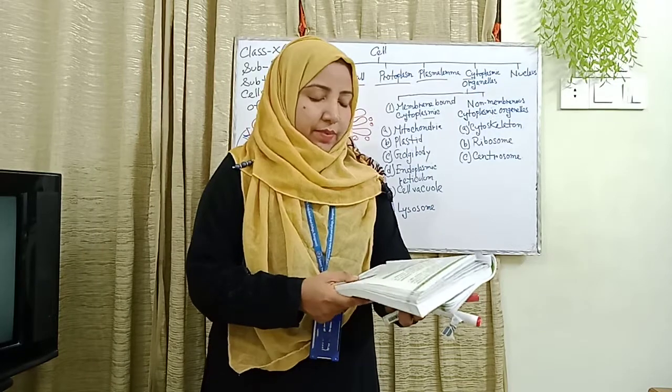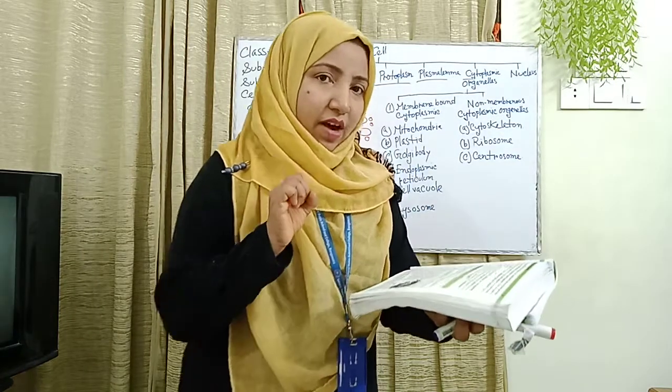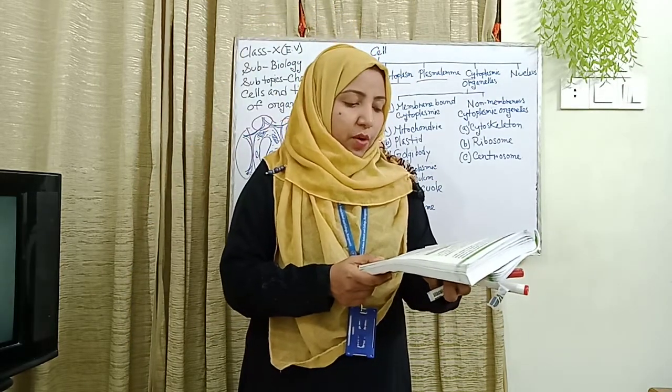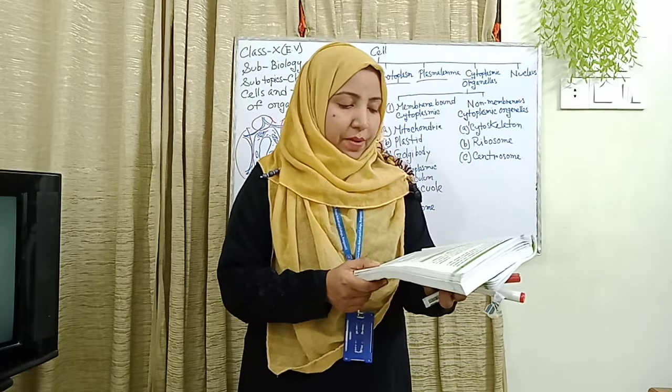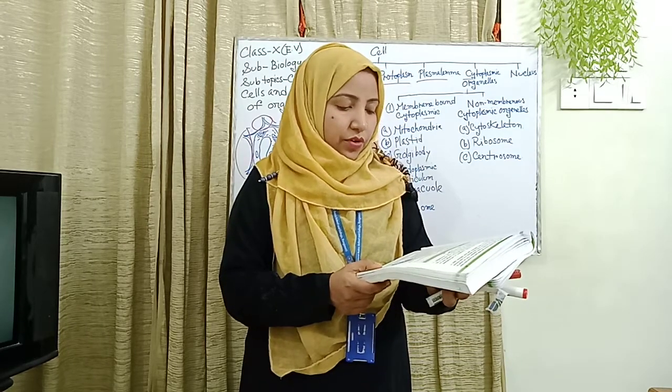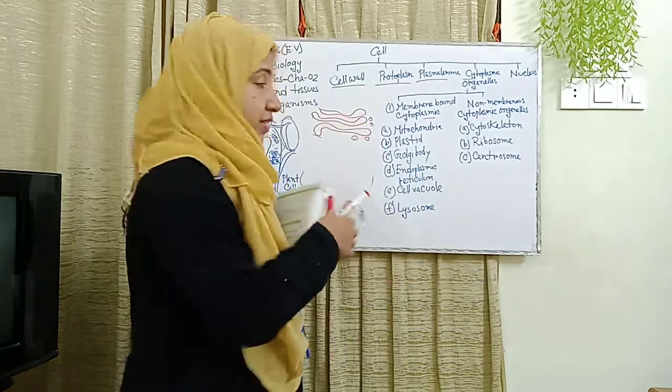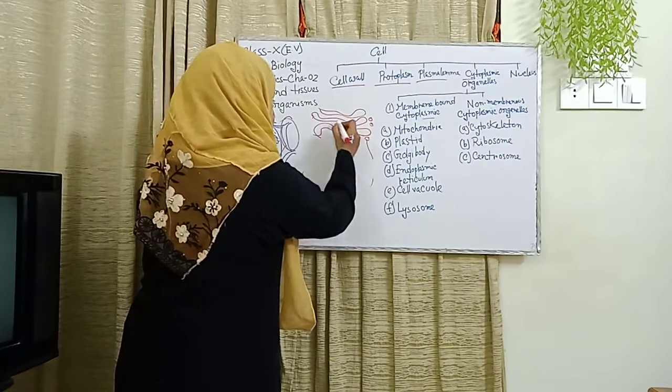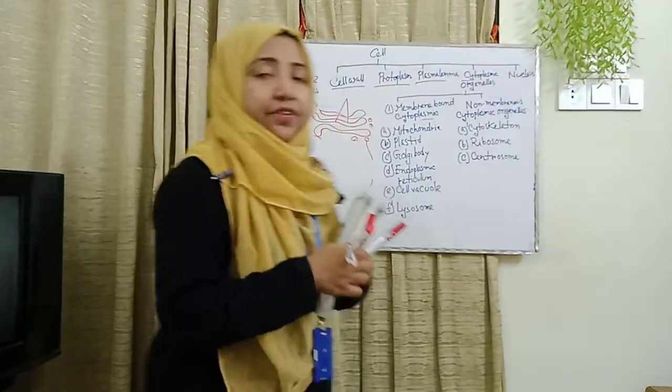I also explain what is Golgi body. The Golgi body is found within the cytoplasm of both plant and animal cells. It is composed of stacks of membrane-bound structures known as cisternae and vesicles. These are vesicles and these are cisternae.